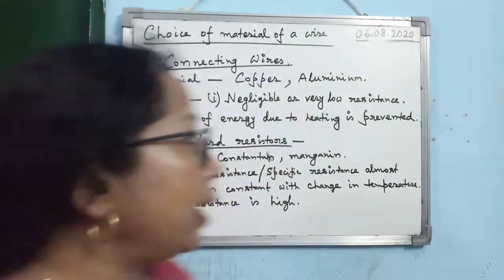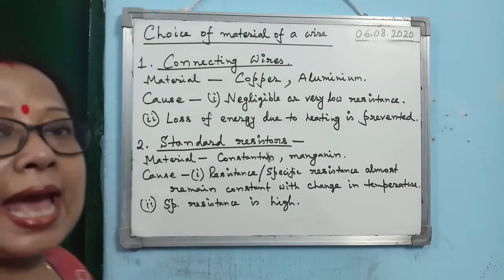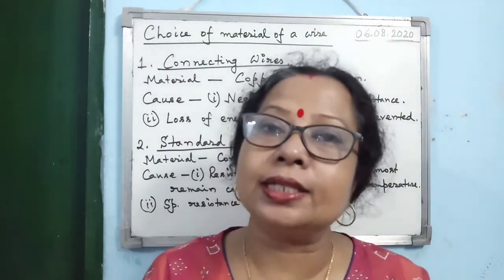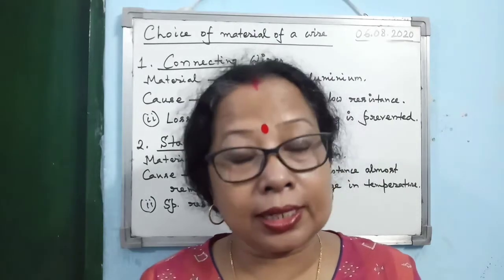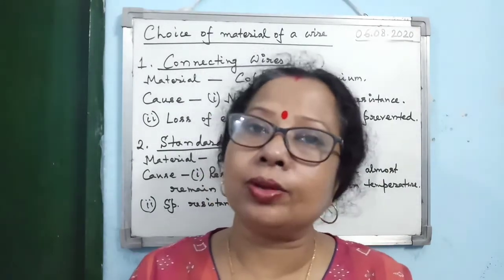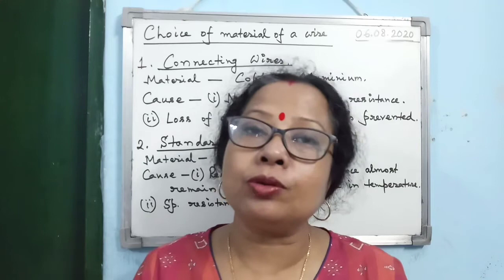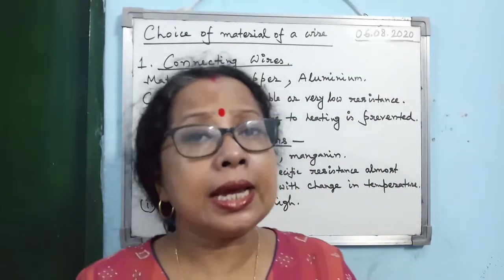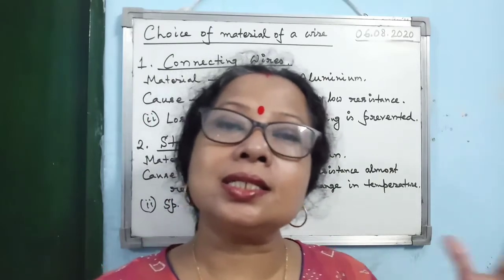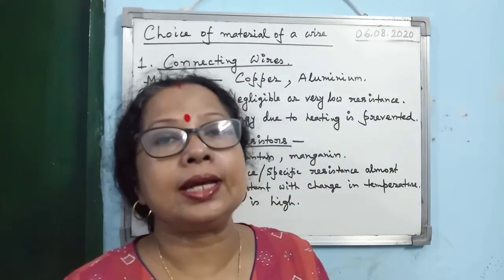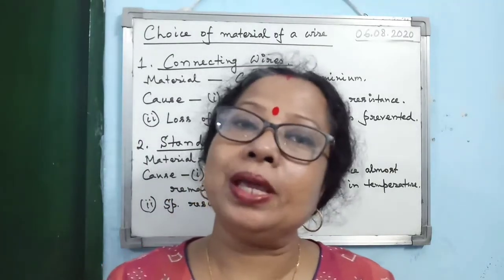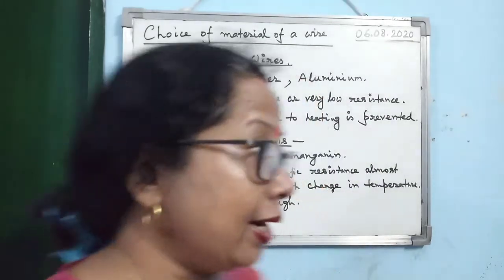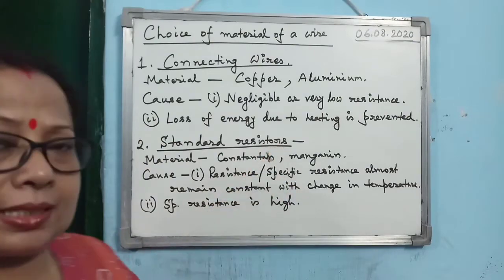First point. And the second point is, as resistance is small, what happens? Loss of energy in the form of heat, that we will learn later. The heat produced in a conductor is directly proportional to its resistance. So as resistance is low, loss of energy due to heating can be prevented if you use copper and aluminium.